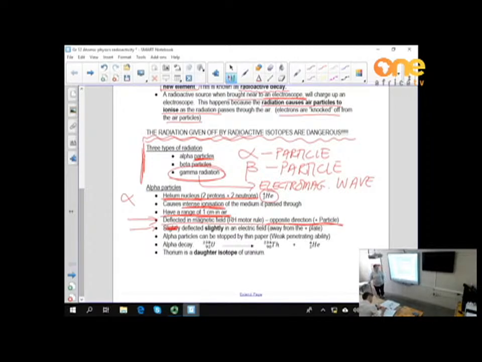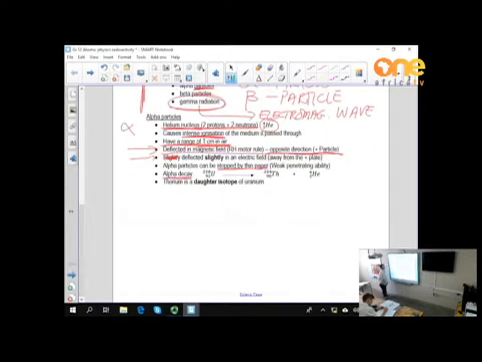Alpha particles can only move a centimeter or so through air, and it's very easily stopped by thin sheets of paper. It cannot penetrate a sheet of paper. So if you are wearing a shirt or even your skin, it can't really penetrate that. It does not have a high penetrating ability because it's a relatively large particle. A smaller particle would have a higher penetrating ability. When alpha decay happens, we have over here a uranium nucleus.